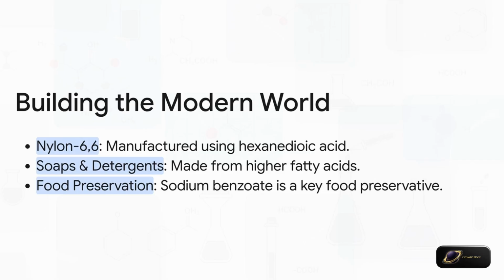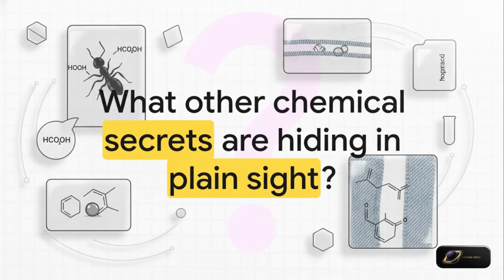The soaps and detergents we use get their cleaning power from long-chain fatty acids. And that sodium benzoate you see on a food label? That's a salt made from a carboxylic acid, and it's in there working to keep your food from spoiling. So when you really think about it, from the sting of an ant to the fabric in your clothes, this one humble little chemical group, the carboxyl group, is a fundamental building block of our world. It really makes you wonder, right? What other amazing chemical secrets are out there, hiding in plain sight, just waiting to be discovered?